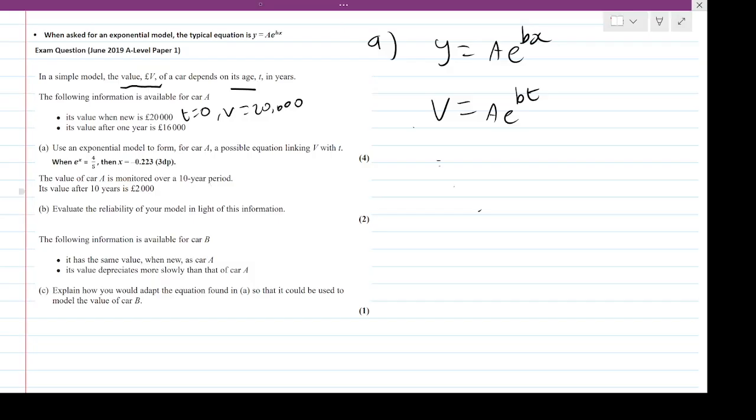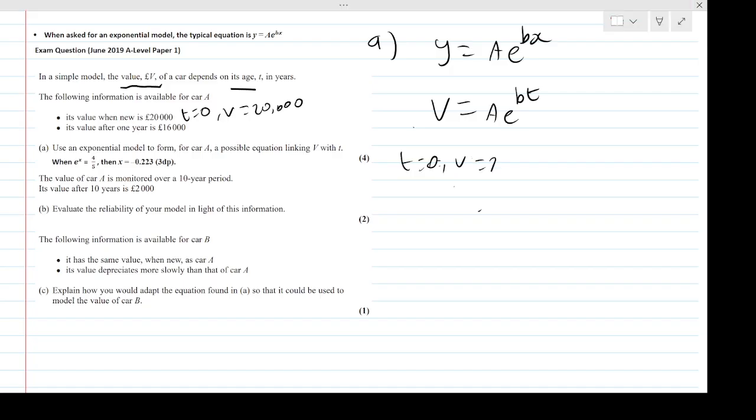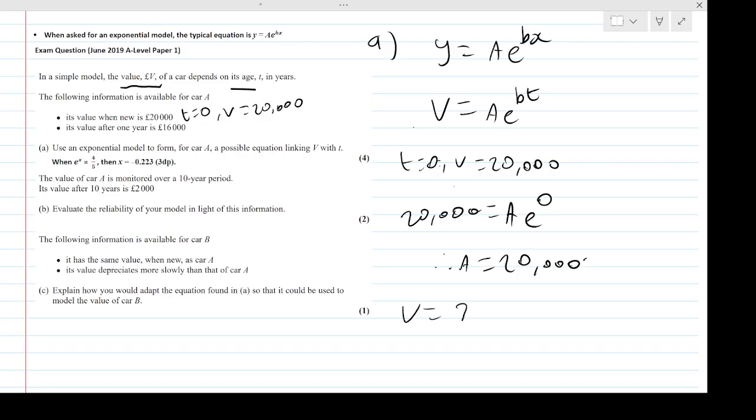And so we can substitute that in then. If t is 0, v is 20,000. So if we plug that in, 20,000 is going to be ae to the b times 0. Well, b times 0 is just 0, and e to the 0 is 1, so we just get a is 20,000. And so we can write our model as 20,000 e to the bt. And now we just need to find b.